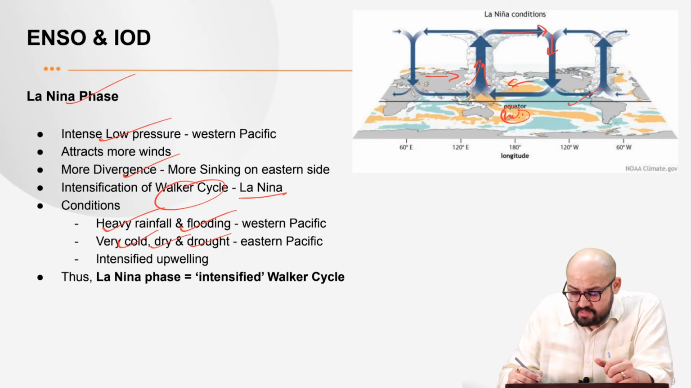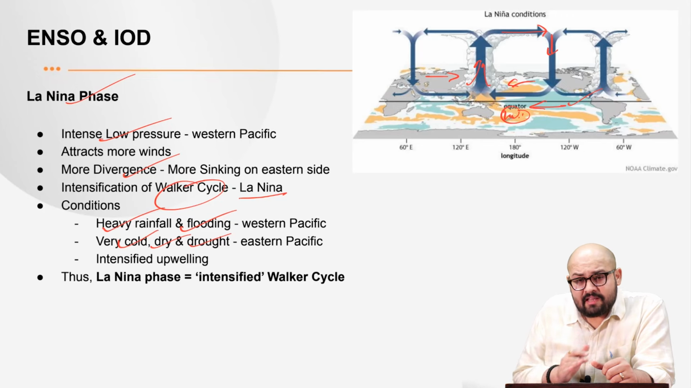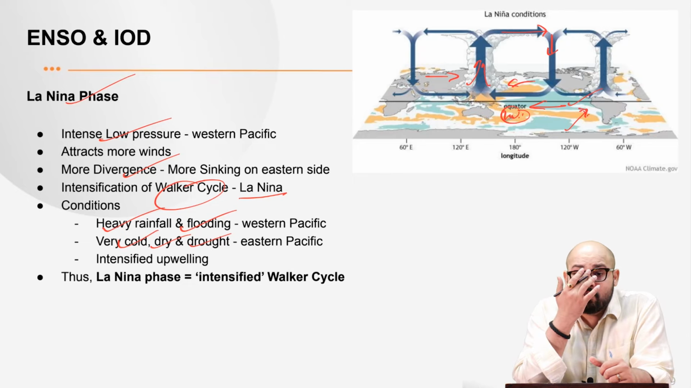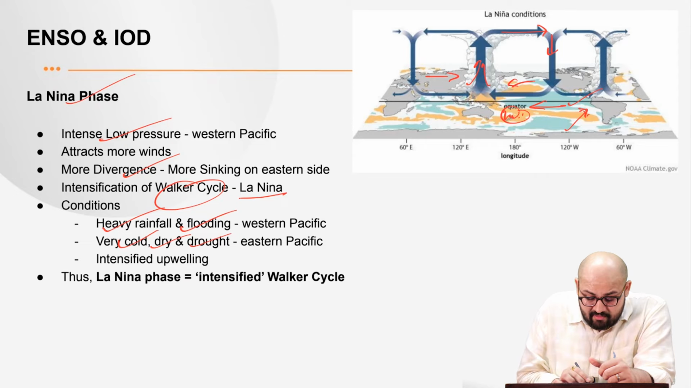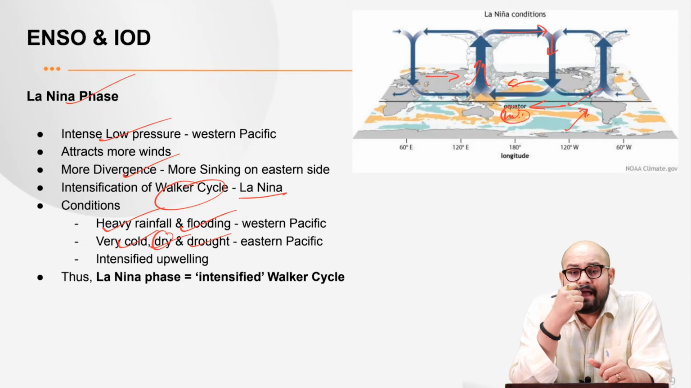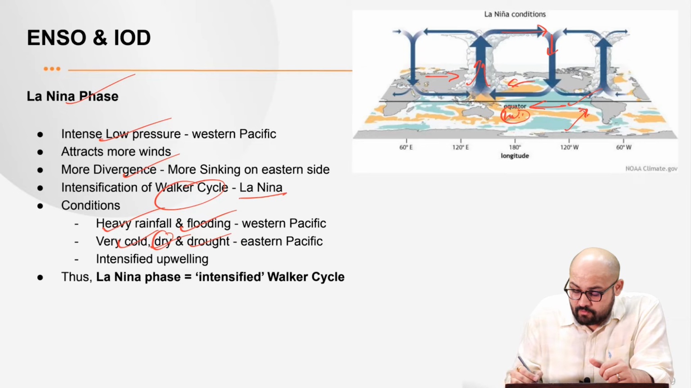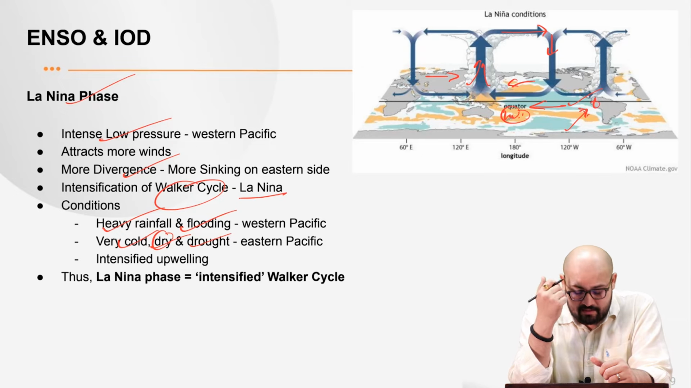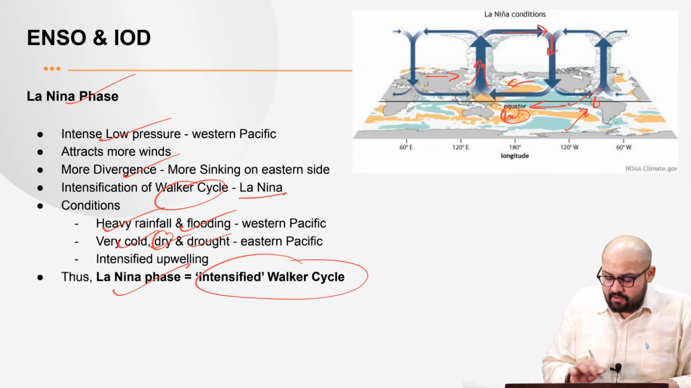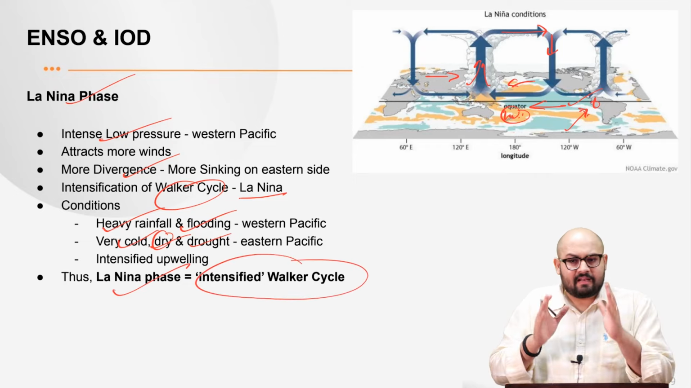See, heavy subsidence takes place here, and once the warm water actually goes from the eastern side to the Pacific side, very cold water comes on the surface, and that is upwelling. Now, once cold water comes to the surface, it has a desiccating effect, right? It leads to dry conditions and thus drought-like conditions. So you have instances where the Peruvian coast also experiences drought-like conditions. Thus, what we can say is that the La Nina phase is nothing but intensified Walker cycle, right? So that is neutral phase and the La Nina phase.